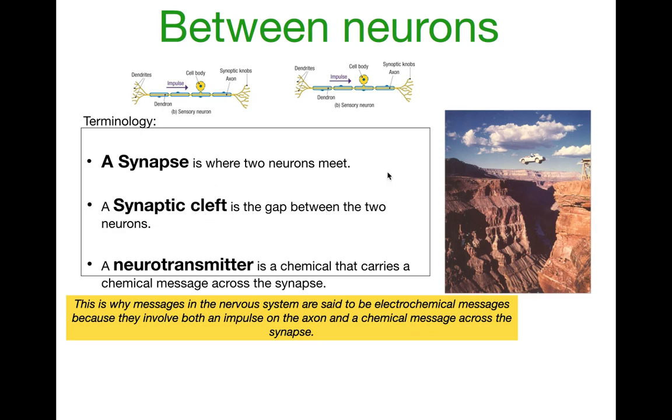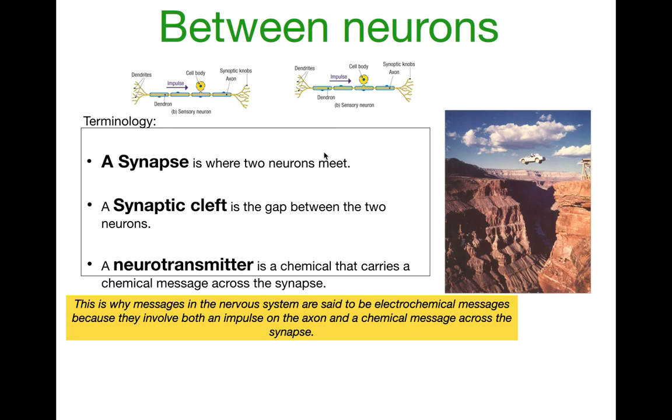Okay, the synaptic cleft, the comparison I would like to use here would be the Grand Canyon. You need to get yourself from one side of the Grand Canyon across to the other side. To do that, you have to use a neurotransmitter. There's no other way. So the neurotransmitter is a chemical that will carry a chemical message across a synapse. The synapse is where the two neurons meet. Now, there's an awful lot of terminology here, I know. You just need to learn it off.